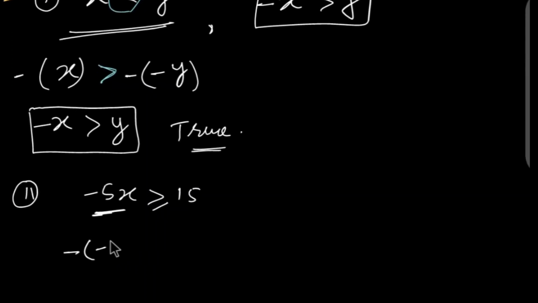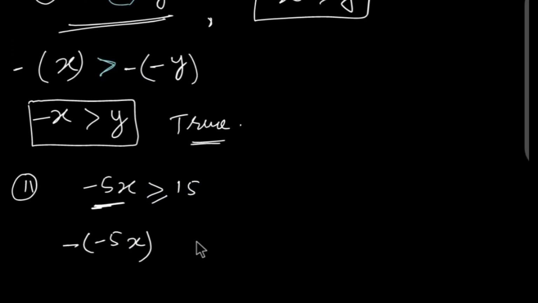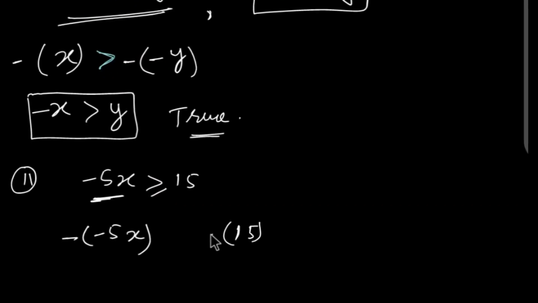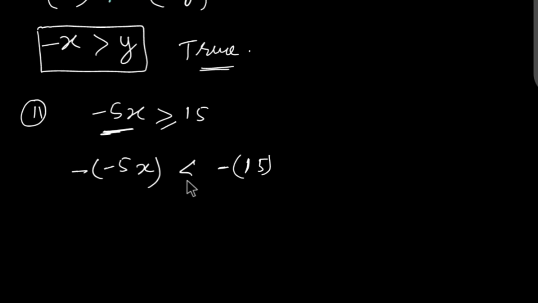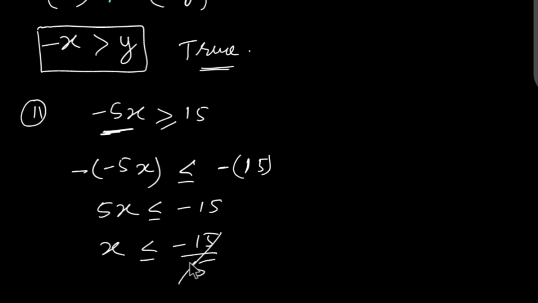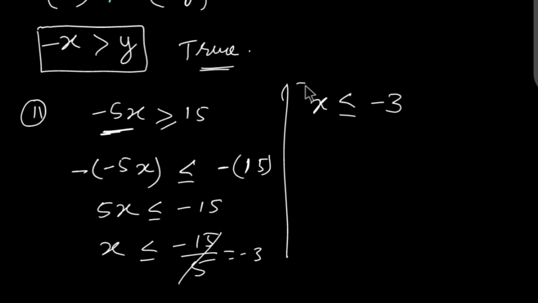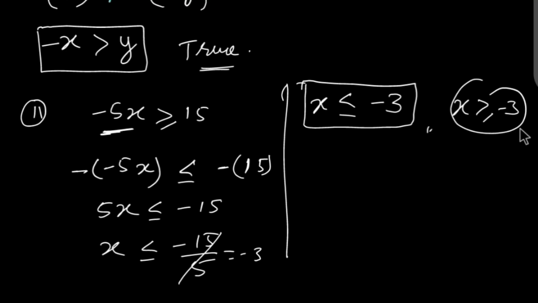So minus 5x, and here is 15, we multiply this also by minus, and the sign of the inequality is going to change. So 5x less than or equal to minus 15. So x is less than or equal to minus 15 by 5, equal to minus 3. So x less than or equal to minus 3, but the condition given to us is x greater than or equal to minus 3. So this is not true, this is a false statement.